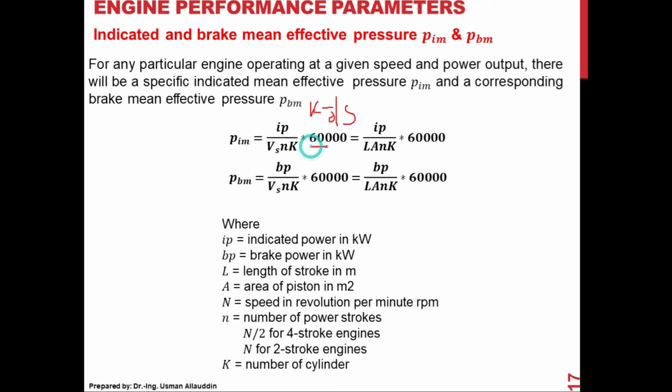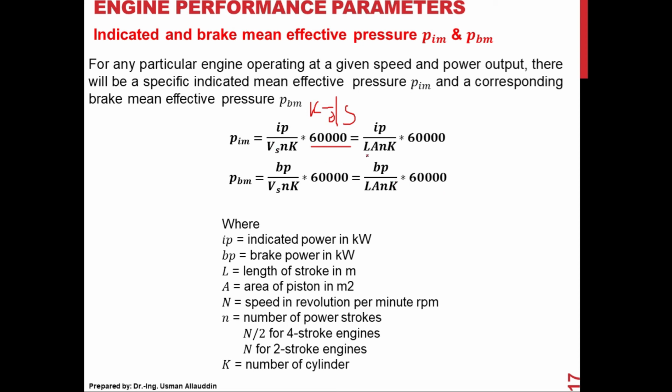And why have we multiplied by 60? Because we will directly use the indicated power in kilowatt. To bring kilowatt to watt, we need to multiply by 1000, and then we use N in rpm. So it's up to you: when the data is given, you can convert kilowatt into watt, and you can convert rpm, revolution per minute, into revolution per second by dividing by 60, or you can do it directly here in the formula. 1000 converts kilowatt into watt, and 60 converts rpm to rps.